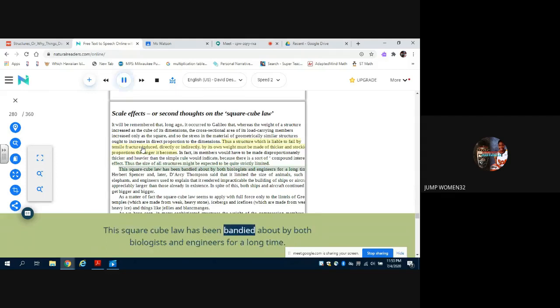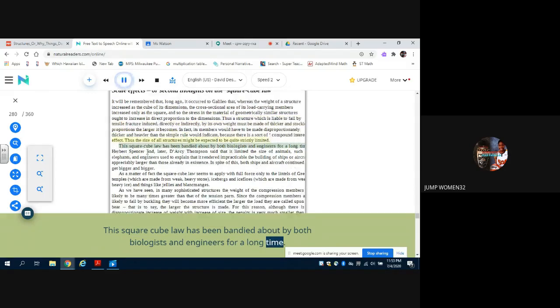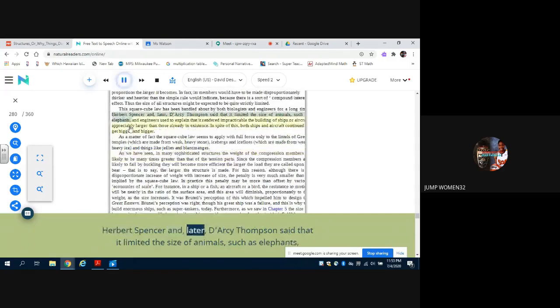This square-cube law has been bandied about by both biologists and engineers for a long time. Herbert Spencer and, later, D'Arcy Thompson said that it limited the size of animals, such as elephants. And engineers used to explain that it rendered impracticable the building of ships or aircraft appreciably larger than those already in existence. In spite of this, both ships and aircraft continued to get bigger and bigger. As a matter of fact, the square-cube law seems to apply with full force only to the lintels of Greek temples, which are made from weak, heavy stone, icebergs and ice floes, which are made from weak, heavy ice, and things like jellies and blancmanges.